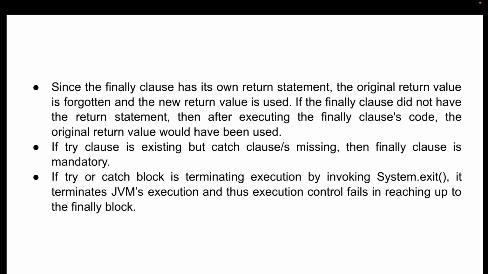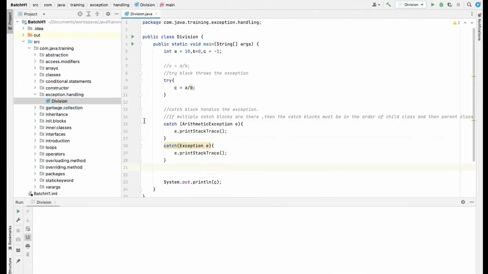If a try or catch block is terminating execution by invoking system.exit, it terminates the JVM's execution and thus execution control fails in reaching the finally block. Okay, we'll see this demo now. Why we basically use a finally block.